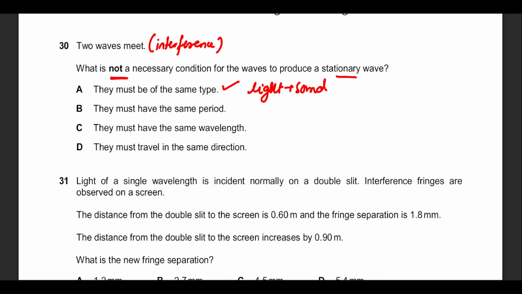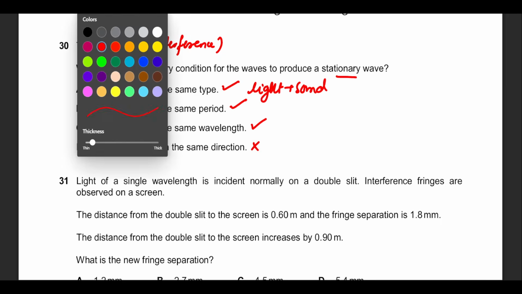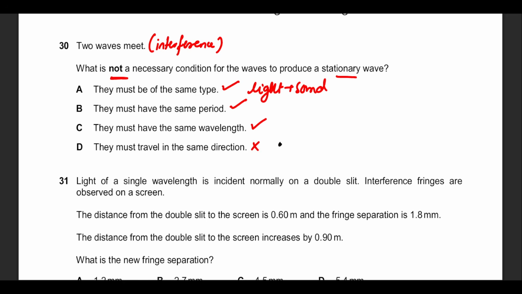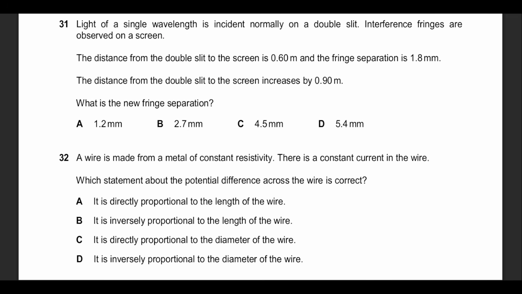We cannot do that. They must be the same period. Yes, they do. They must have the same wavelength. Yes, they do. They must travel in the same direction. No, they should be traveling in opposite directions. Because if the produced wave is coming this way, the reflected wave generally comes from this way for the sound wave. But this is not necessarily true. So the best answer would be option D.